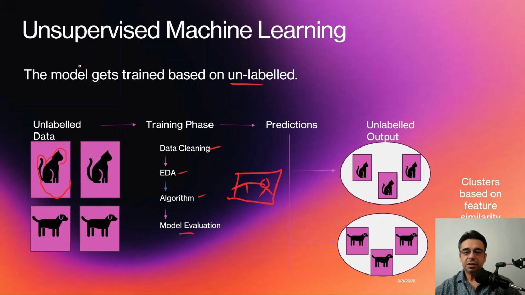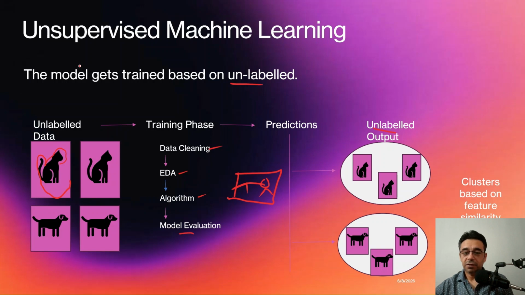So again, in unsupervised machine learning, the clusters will be created based on feature similarity, and once the model has been trained and created, the new image will then become part of one of the clusters. So the output is unlabeled as well. So there are no proper labels like this is the cat or this is the dog. There will be just different clusters, and the new input will get assigned to one of the clusters as part of the prediction based on the feature similarity.